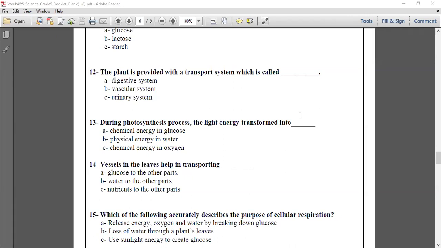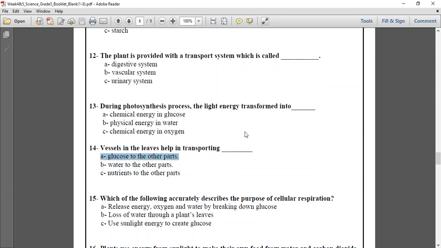Glucose to the other part. Yes, glucose to other parts. Excellent, thank you. Number 14, the answer is letter A, glucose to other parts.